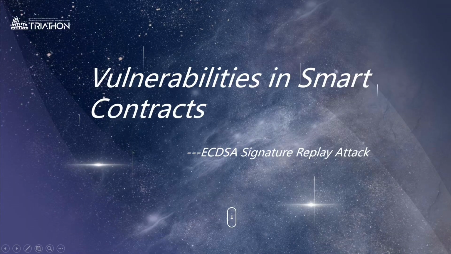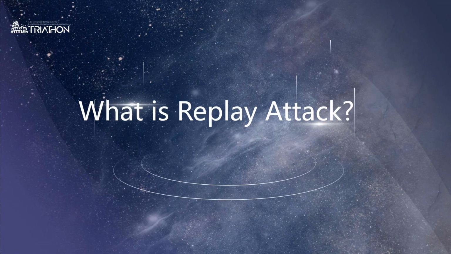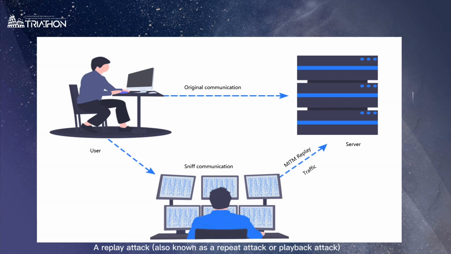Hey everyone, today we will talk about the vulnerabilities in smart contracts: ECDSA signature replay attack. What is a replay attack? A replay attack, also known as a repeat attack or playback attack, is a form of network attack in which an attacker sends a packet that the destination host has already received for spoofing the system. It is mainly used in the authentication process to destroy the exactness of the authentication.